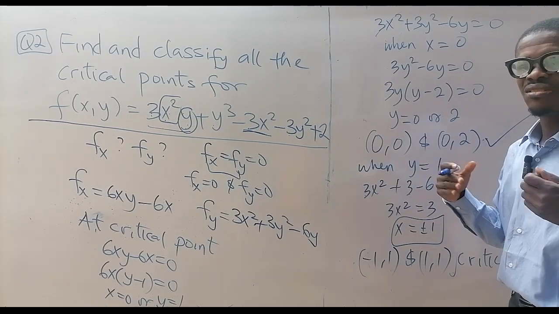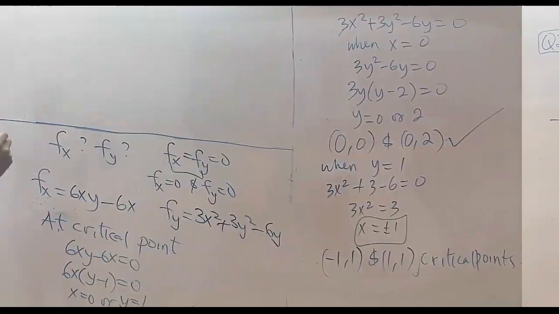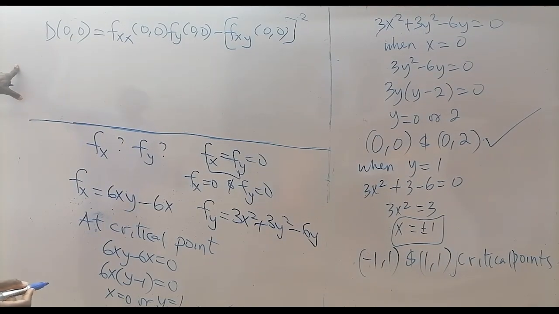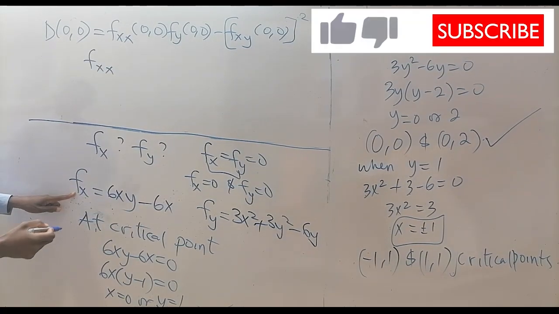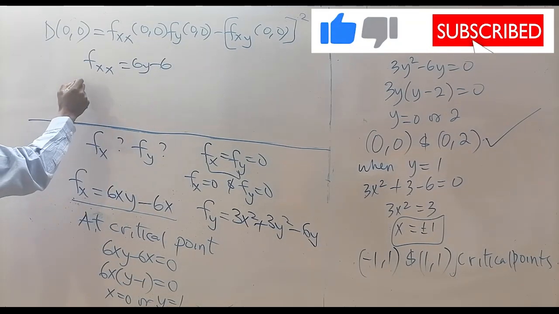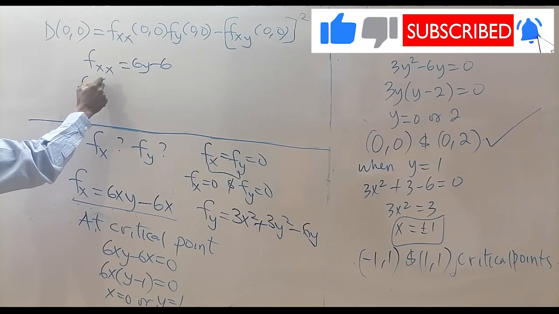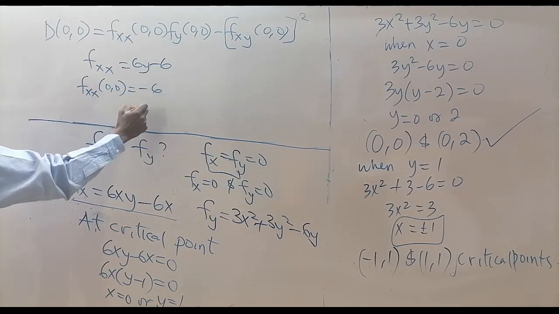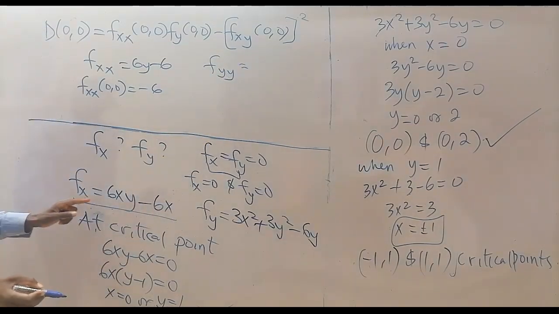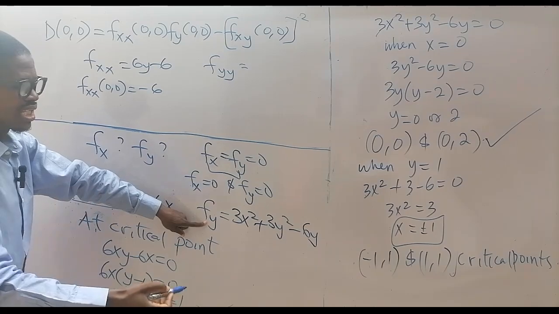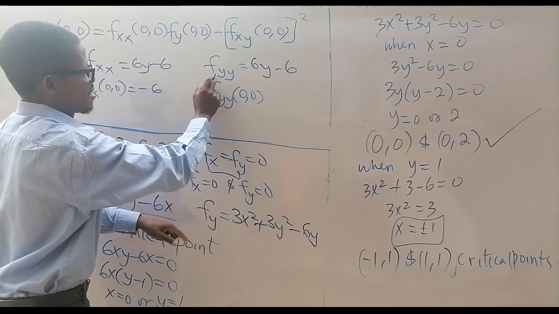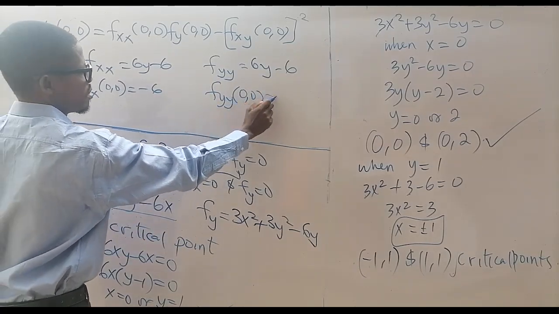Now let's analyze the critical points. We want to know which one is minimum and which one is maximum. I'm going to start with (0, 0). Let's get the second derivative with respect to x. That will give us 6y minus 6. At (0, 0), that will give me minus 6. Then the second derivative with respect to y: differentiating again gives 6y minus 6. At (0, 0), that will give me minus 6.